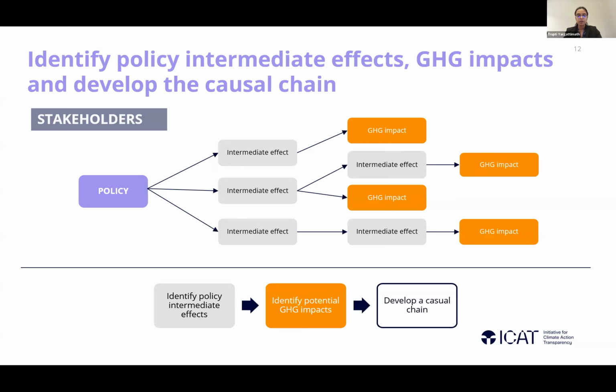At the same time, the methodology highlights when it is important to engage relevant stakeholders to identify intermediate effects. This could include, for example, changes in behavior, in technologies, in processes or practices that would ultimately lead to GHG impacts. The final step is to develop the causal chain, which maps the sequence of cause and effect relationships, showing how the policy ultimately leads to GHG impacts. And in the slide here, you can see a generic example of how a causal chain would look.